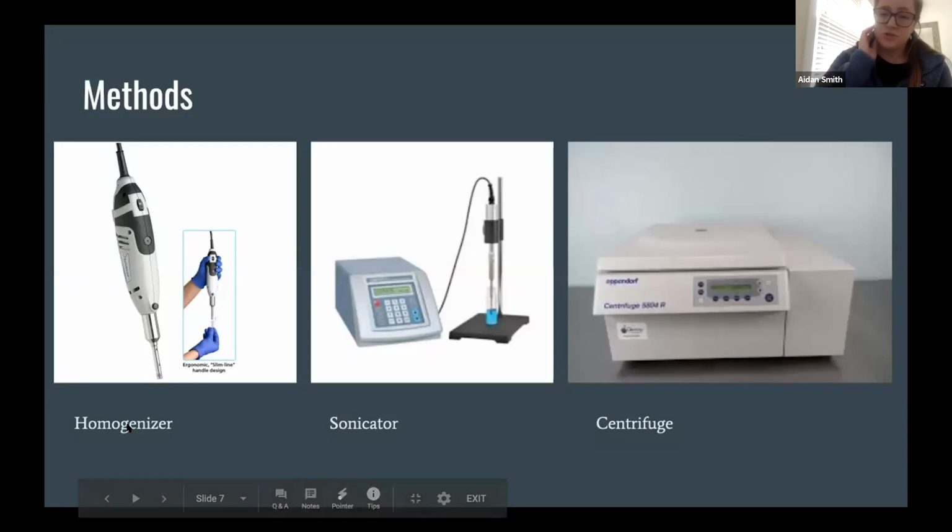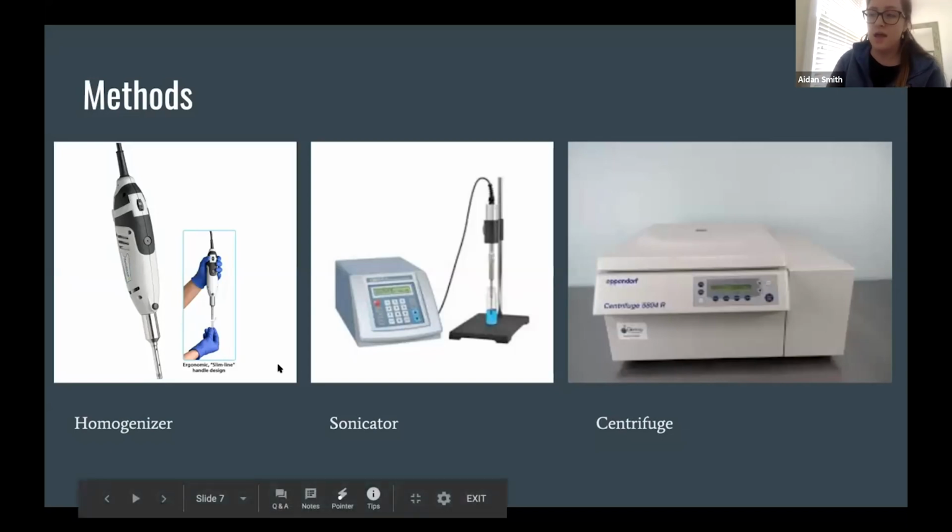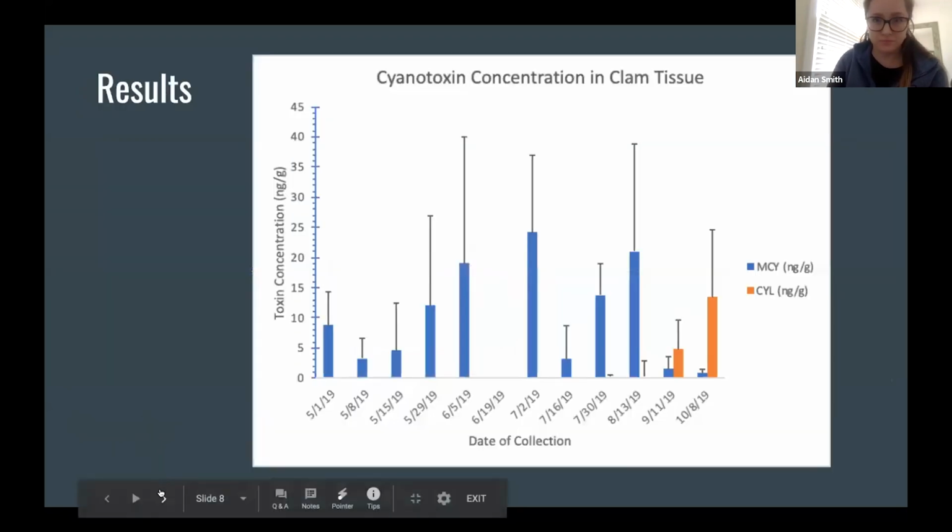After the centrifuge, the resulting supernatant was filtered into little cryovials. The cryovials were frozen until we were ready for analysis. And then we conducted an ELISA chemical test, which is an enzyme-linked immunosorbent assay, to determine cyanotoxin concentration.